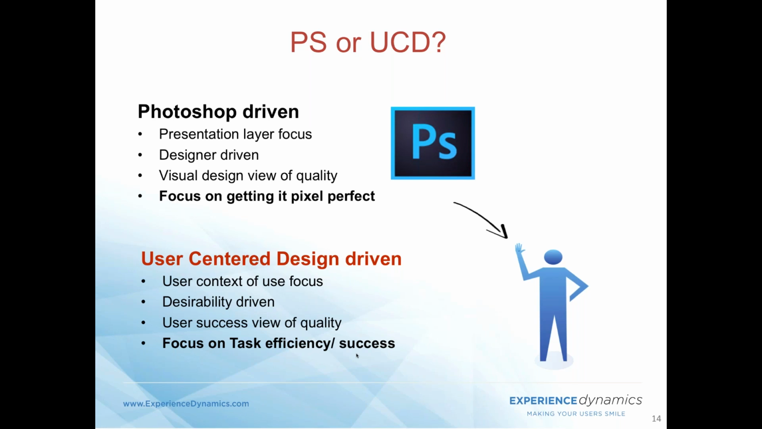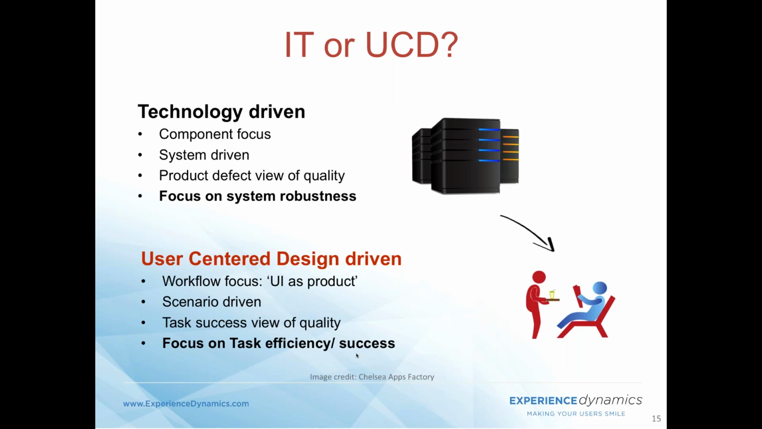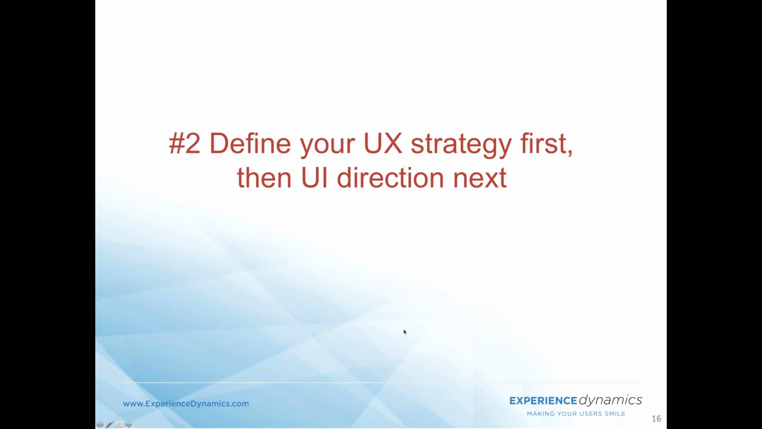So is your organization Photoshop or UCD? Or is it IT or UCD? Technology-driven is about the system, the component. It's about product defects. It's a focus on system robustness. Whereas again, UCD is workflow, scenario, task success. Again, task efficiency and success are the keys here.